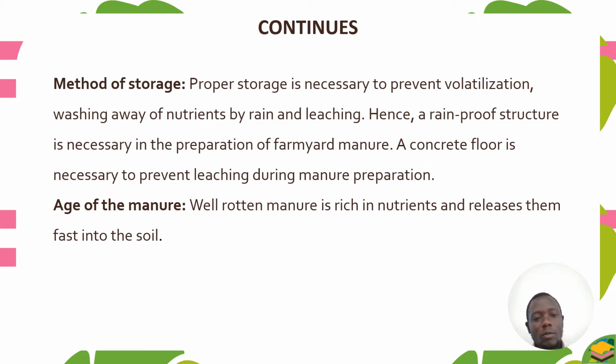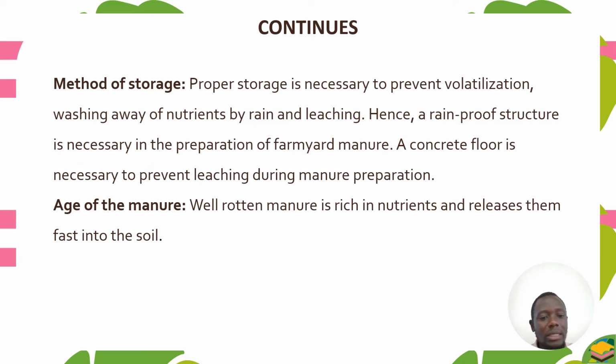The other point is about method of storage. Proper storage is necessary to prevent volatilization. We have talked of volatilization. If you store the manure under the shade, that manure will be good. But if you expose the manure to openness, it will lose some of the nutrients. That's why we're talking about volatilization, changing of nutrients into gas, and also washing away of nutrients by rainwater through leaching. So methods of storage also contribute to the quality of farmyard manure.